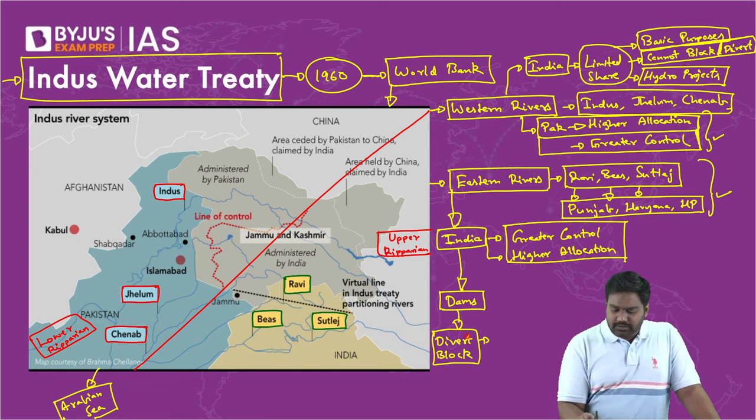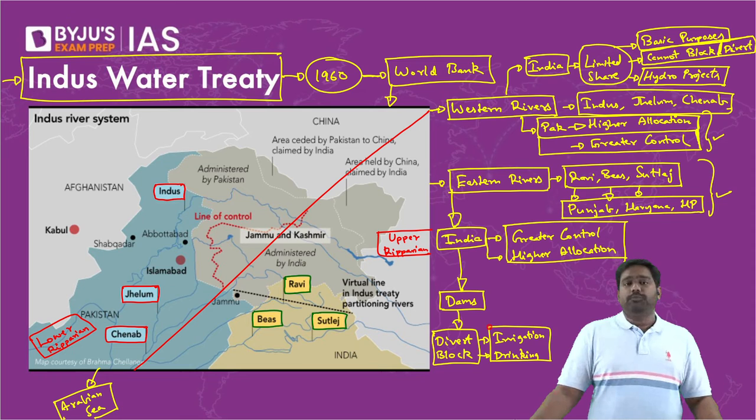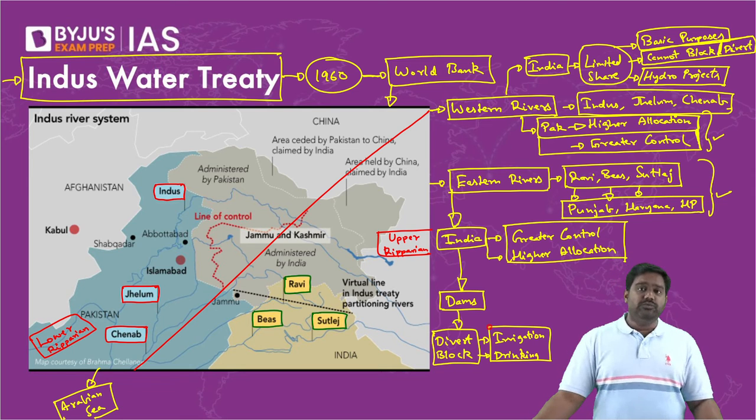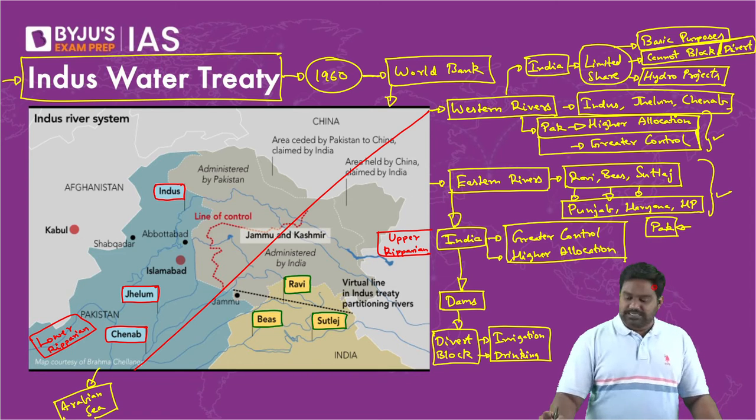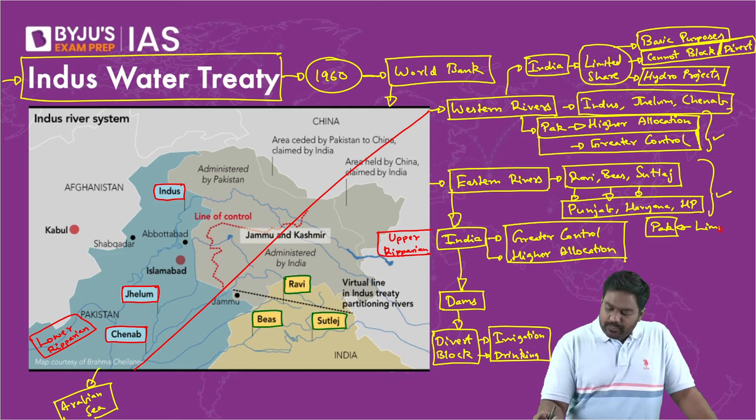You can divert it for irrigation, for drinking, and for all other purposes, be it hydropower generation or industrial usage. India has every right to use these waters, but the remaining share should be left to flow into Pakistan. Pakistan gets a limited share.